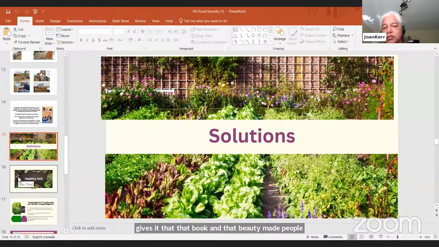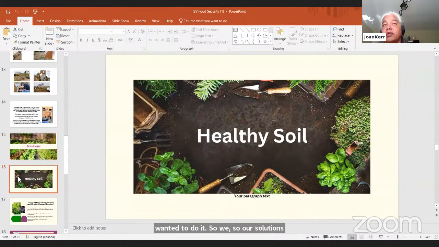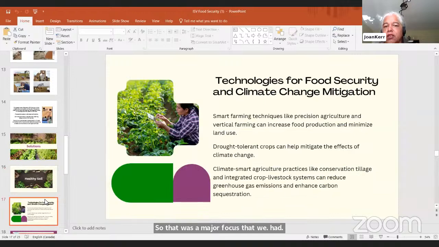So our solutions included, obviously, for a climate smart victory garden, you have to have healthy soil. It's also carbon sequestration, and if you don't have healthy soil, you do not have healthy plants. So that was a major focus that we had. And just some of the technology, like I said, that we ended up using was from the greenhouse solar project. We were able to have the sensors to tell us when there were temperature changes, when there was water that was needed. And so we used that.